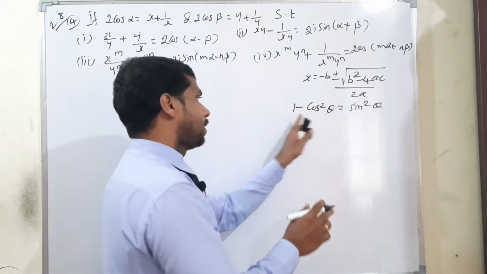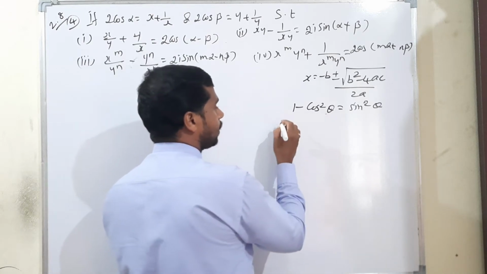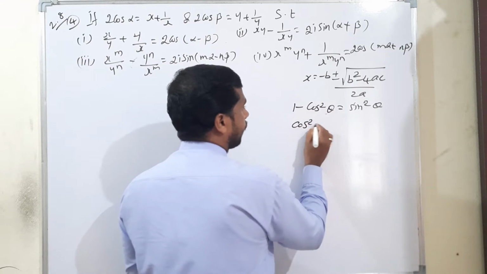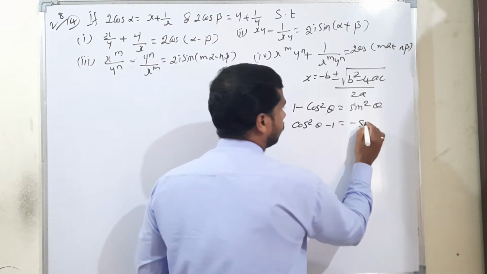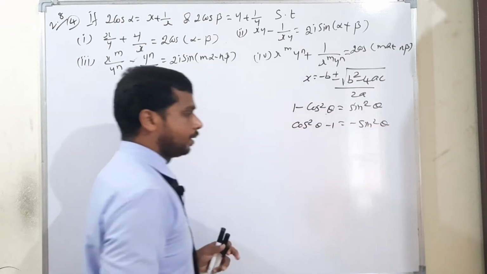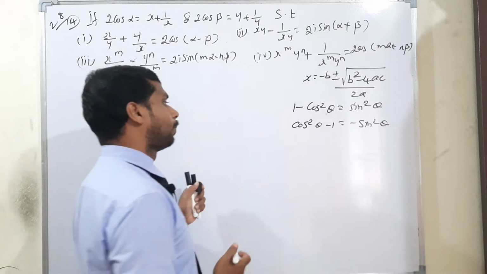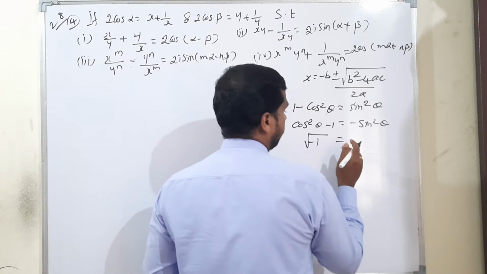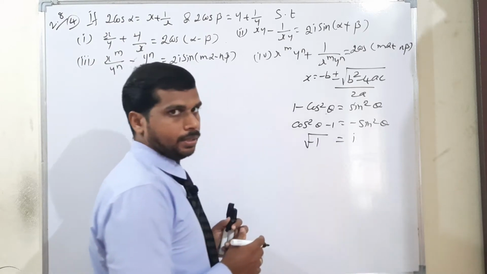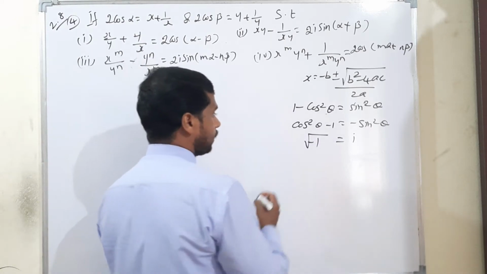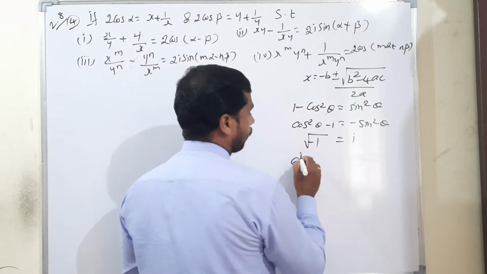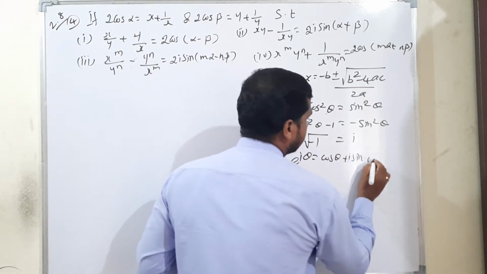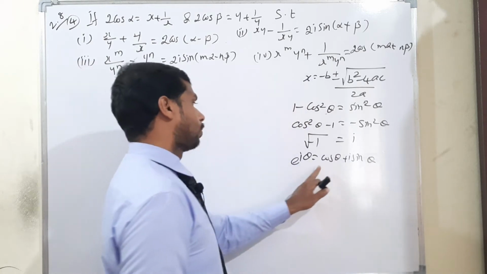If you change the sign, what will happen? Writing it with the minus: cos square theta minus 1 is equal to minus sin square theta. That is the third important point. Then the fourth point, already you know the square root of minus 1 is called i, isn't it? Now the last point, the basic polar form: e power i theta is equal to cos theta plus i sin theta. This is what we need.